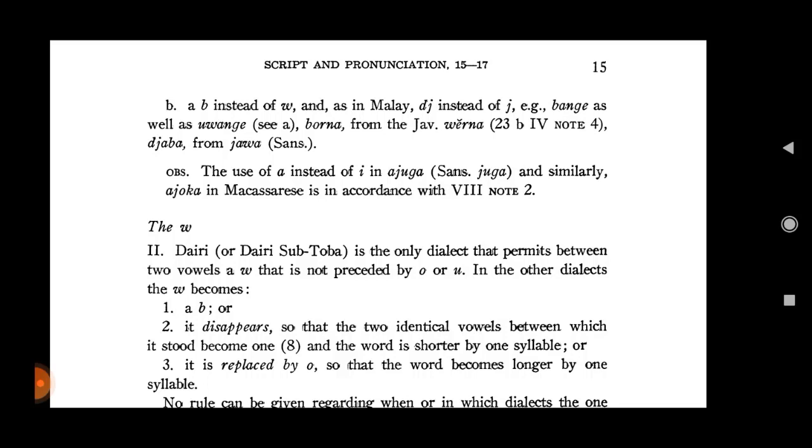From Jawa, Sanskrit. Observe the use of A instead of E in Ayuga for Sanskrit Yuga, and similarly Ayoka in Makassarese, which is in accordance with 8 note 2.